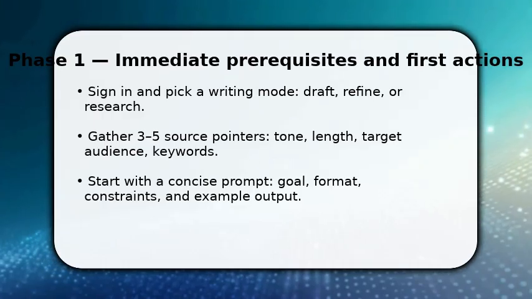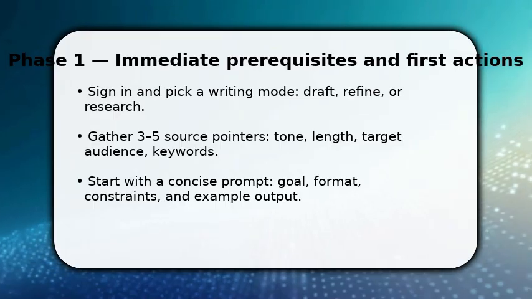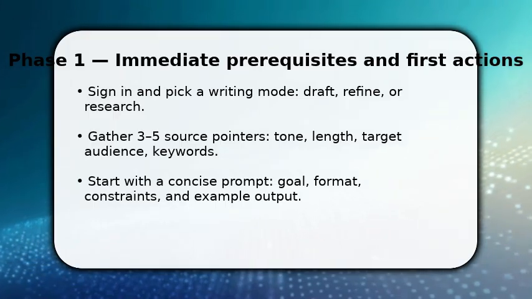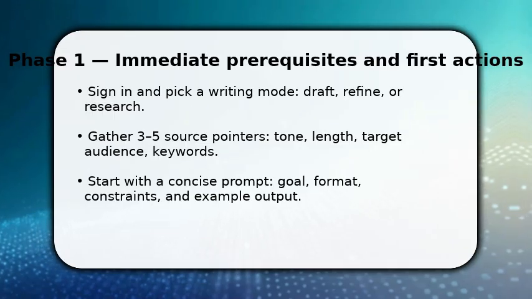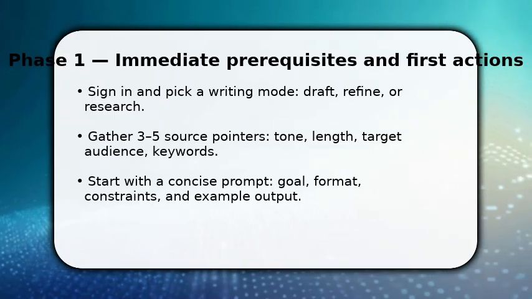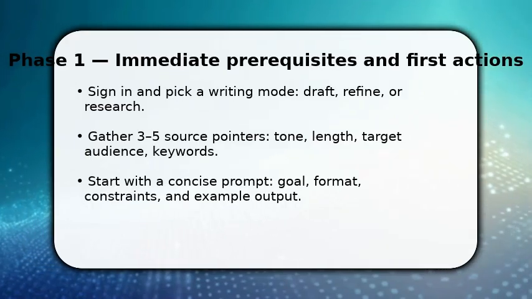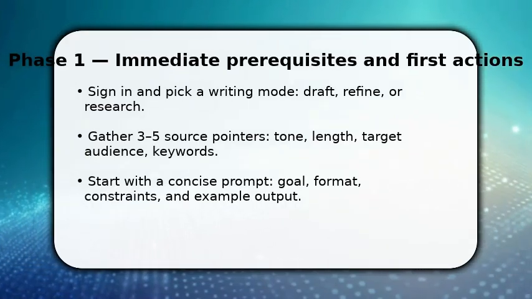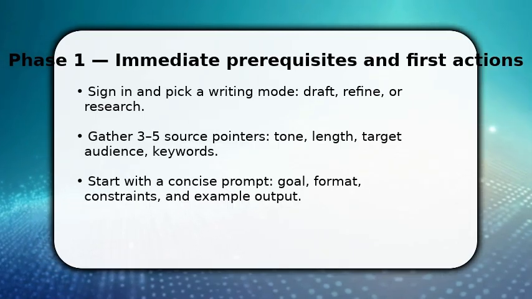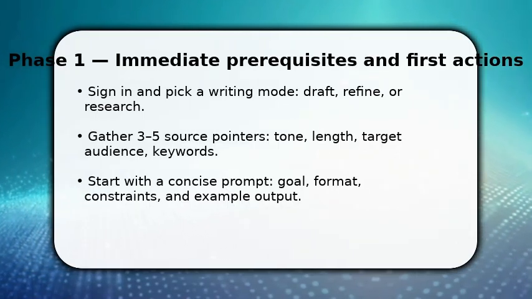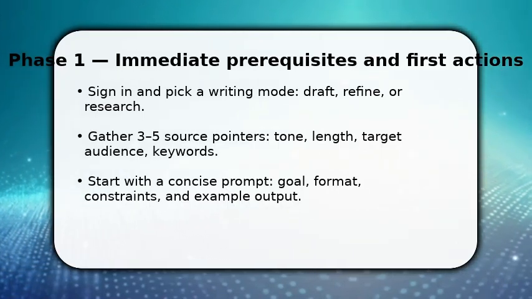You begin by getting the essentials ready: a clear goal, target audience, and a sample of the voice you want. Once done, open Perplexity and choose a writing mode, draft or refine, then paste 3-5 source pointers. Make sure to include explicit constraints, length, tone, and any forbidden phrases. Now write a concise prompt that states the task, the format you want, and an example output.